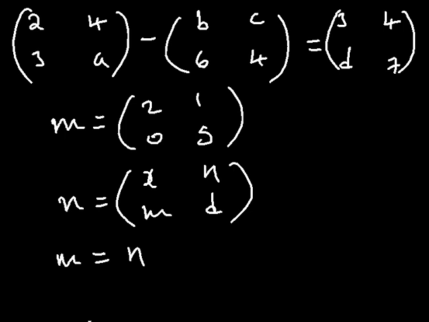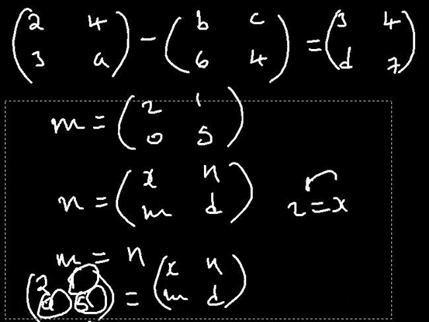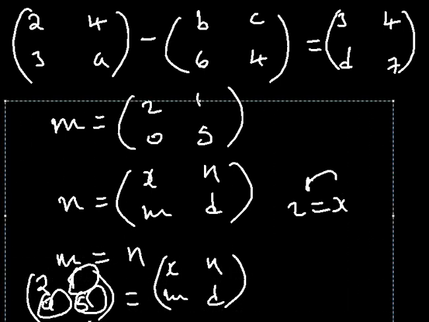So in this case, we use the equivalent theorem. That will be given as 2, 0, 1, 5, which is the same as X, M, N, D. So now we have 2 is equal to X, therefore X is equal to 2. We have N is equal to 1, M is equal to 0, and 5 is the same as D. So that's how we can use the equivalent theorem in order to handle that kind of situation.